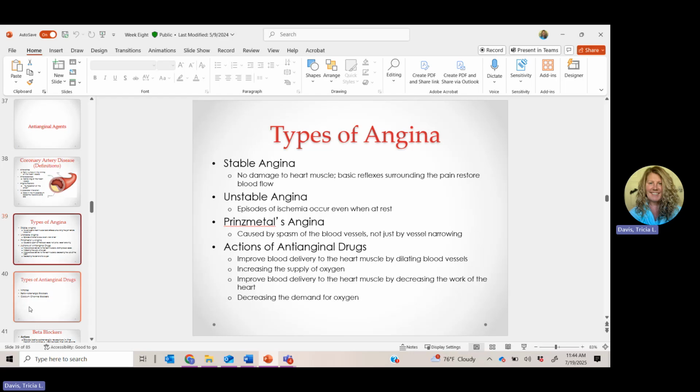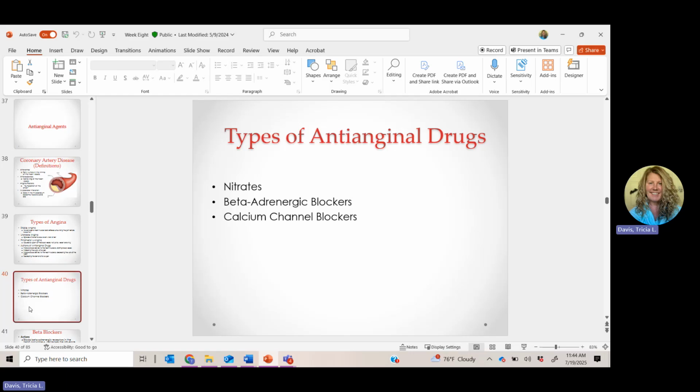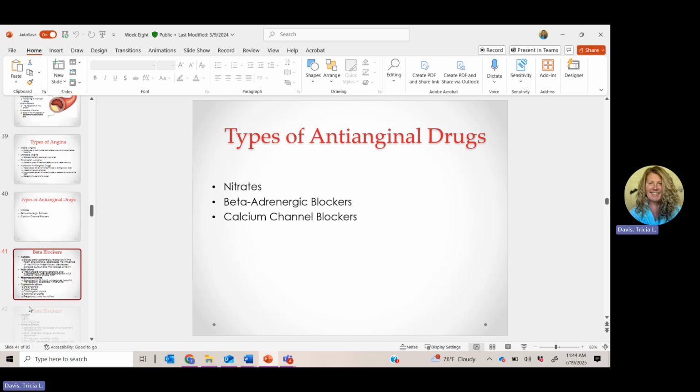We're going to improve how well that blood gets to the heart muscle by decreasing how hard it has to work. And then it's going to decrease the demand for oxygen as well. You guys need to understand, especially, the actions here of these anti-anginal drugs. So what types can we give? We can give calcium channel blockers, beta adrenergic blockers, and nitrates.